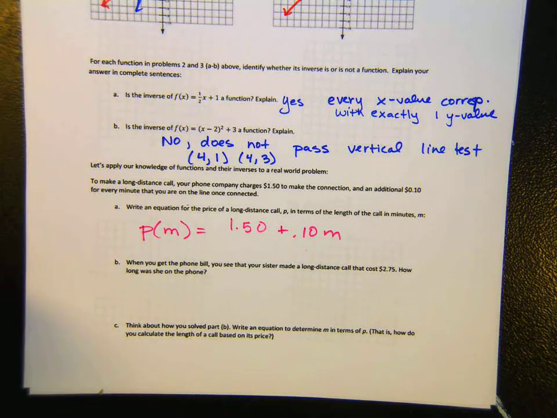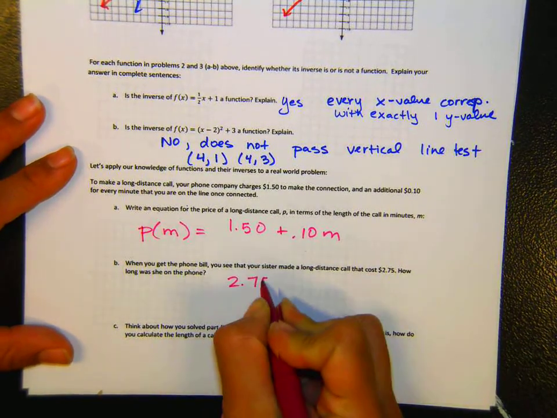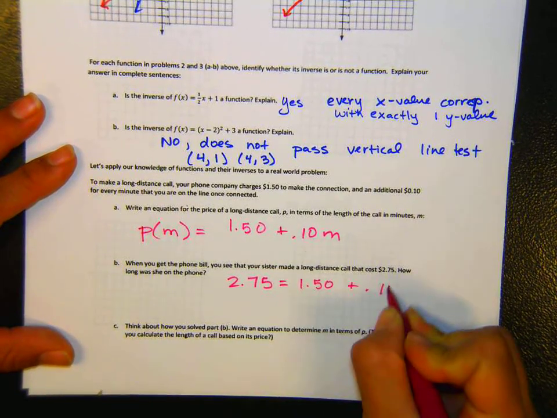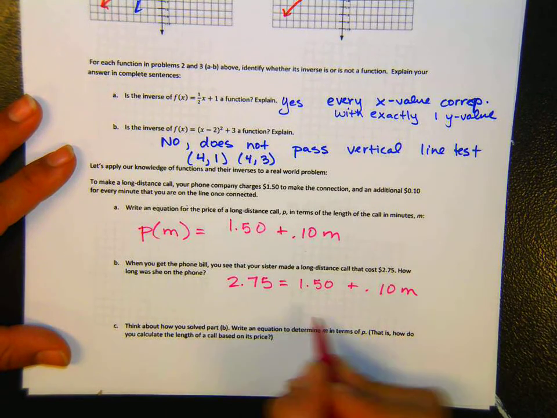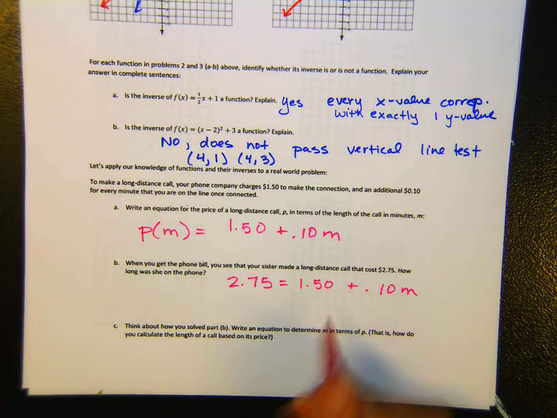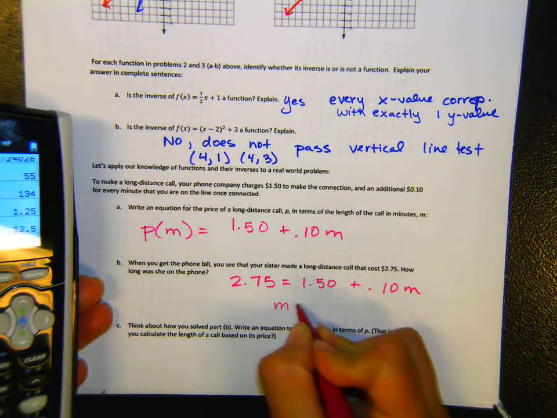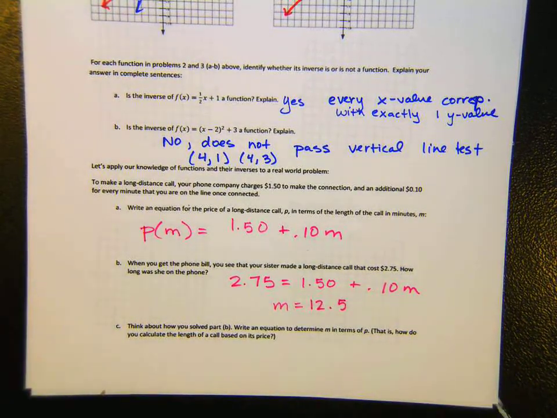When you get the phone bill, you see that your sister made a phone call where the price was $2.75, and you're asked to figure out, well, how many minutes is that? Well, when we work backwards and solve this equation, we subtract off $1.50 and divide by 10 cents, and we end up that this was a 12 and a half minute phone call.